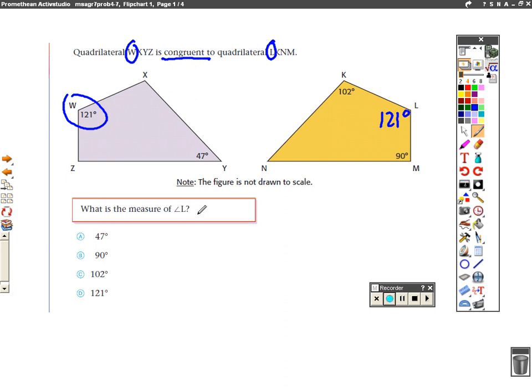Well, look, I've already done that. It is 121. Now, if they'd asked me about angle N, remember that a quadrilateral is 360, and I could have followed up and subtracted the angles I already knew to find the missing one.